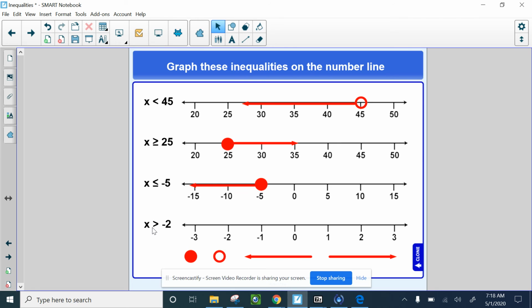Finally, my last one, x is greater than -2. I do not have a line underneath, so it cannot equal -2. So I cannot put that closed circle. I have to put an open circle on -2. Now, since x is going to have to be greater than -2, I have to find my numbers that are larger than -2. I'm going to put my arrow going in the direction of the right. So this is how I would graph my inequalities.